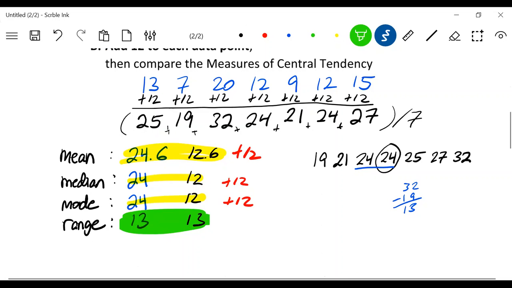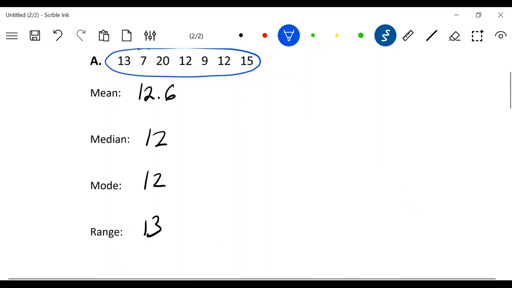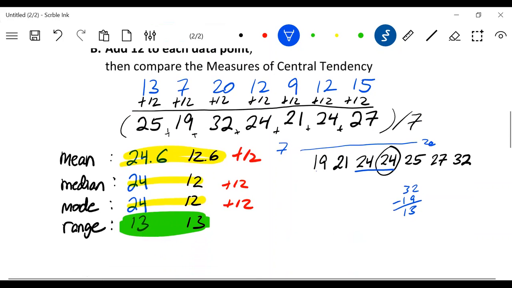So what actually happens is that this set of numbers that had been 7 through, what was it? The highest one before was 20. Okay, the highest one, 7 to 20, simply just got picked up and moved over. All of them moved over until they were from 19 to 32. So the range does make sense that it would stay the same.